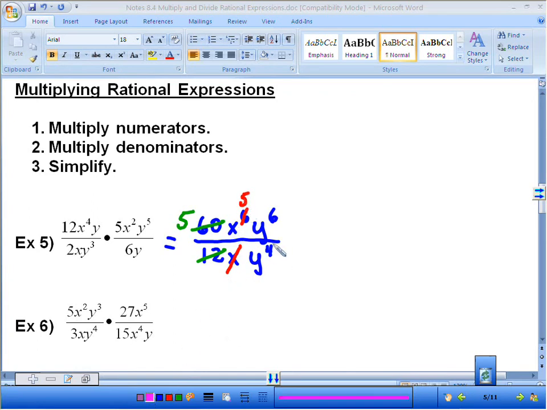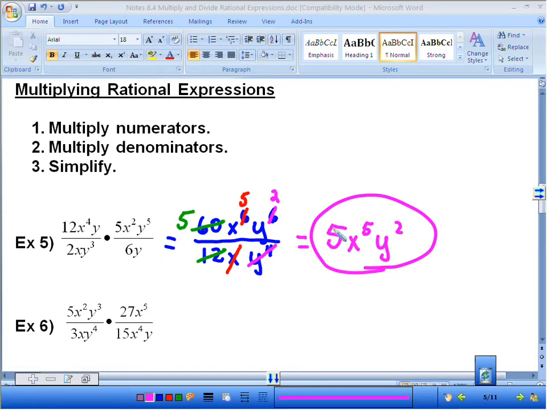And then with the y's, we can subtract these 4 y's from these 6 y's, and we're left with 2 on top. Everything from the bottom has been canceled out, and our final answer is 5 x to the 5th y squared. That's our final answer. You try example 6 and then come back and check your answer.